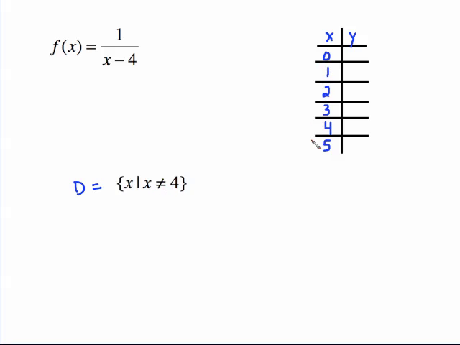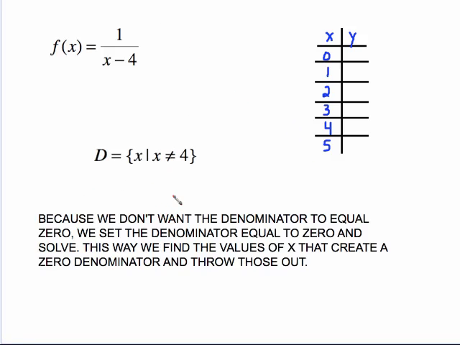Well, do you have to do a t-chart all the time? No, there's a very easy way to find out what the domain is. And it's this. Because we don't want the denominator to equal 0, we're going to set the denominator equal to 0 to find out which values create the 0 denominator. Sounds kind of weird. We don't want the denominator equal to 0, so we set the denominator equal to 0. Well, we're just trying to find out which is the one that's going to cause the 0, so set it equal to 0 and solve.